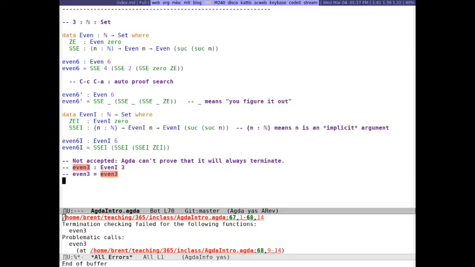No. So that's an excellent segue. That's exactly what I wanted to do next. Let's prove that 3 is not even. Which we can do. This is not a proof that 3 is not even. This is just, well, I didn't manage to do it this way.